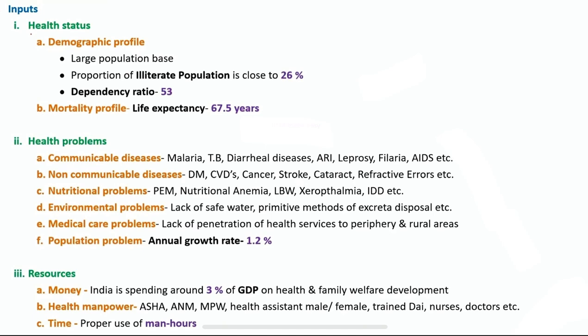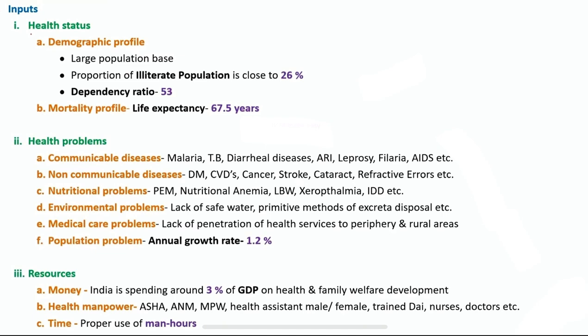And then we have the primitive method of excreta disposal. Open defecation was practiced a lot, and the excreta disposal was not done properly. Septic tanks were created, and they used to empty them often. And the new water-sealed latrines were not introduced during that period. So primitive excreta disposal was one of the environmental problems for developing health problems during the initial days.